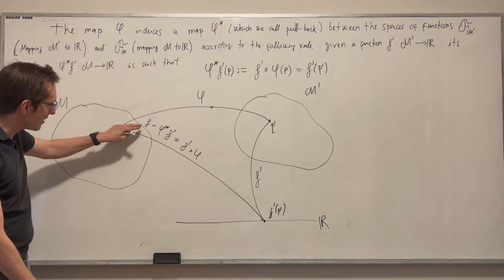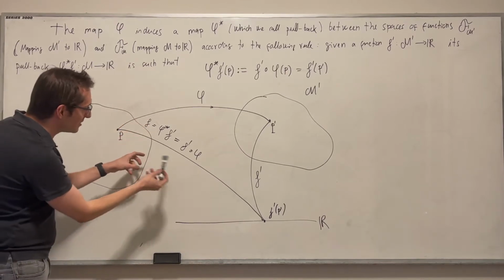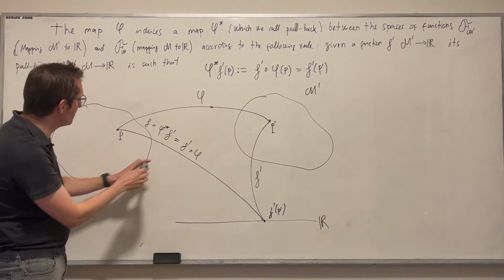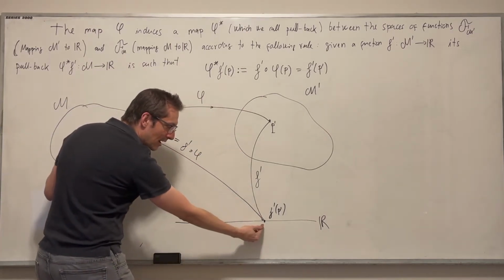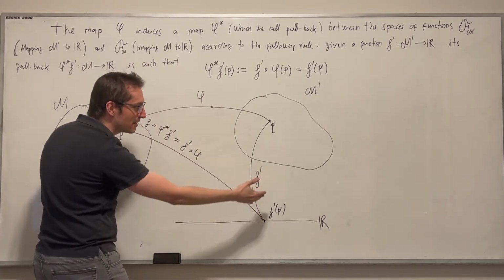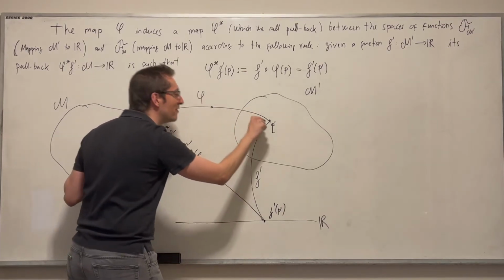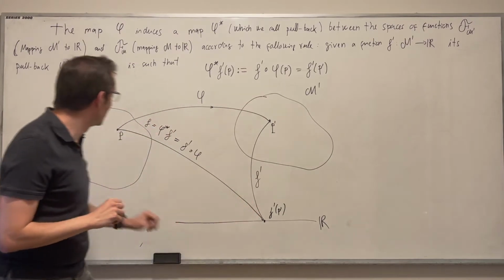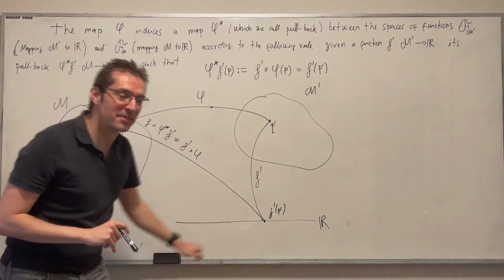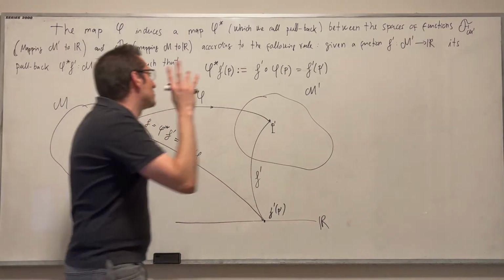So I define a function F as the pullback, which is the composition of the smooth map and F prime. You see what happens? It takes me from the point P to applying the function F prime after having been taken through phi to the point P prime. So I do this, that, and the resulting function is this one. This is literally pulling, that's why it's called the pullback.